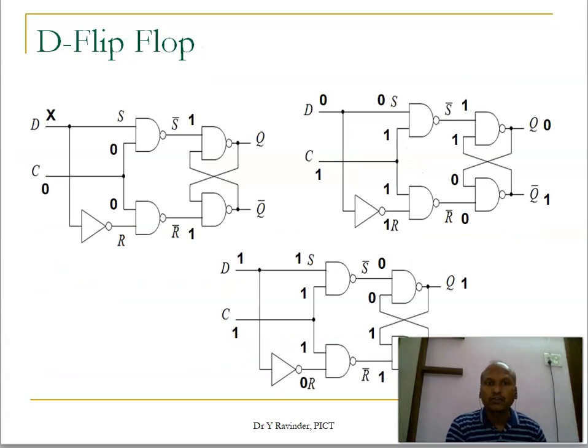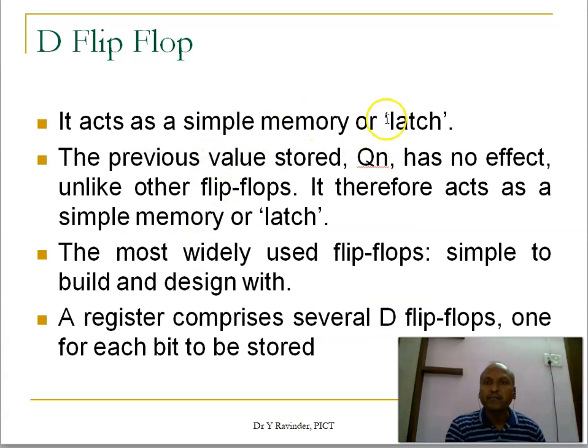So this is the description of the D flip-flop. It acts as a simple memory or a latch. The previous value stored, Qn, has no effect, unlike other flip-flops. It therefore acts as a simple memory or a latch. It will not change its output unless I change the control input. So the register comprises several D flip-flops, one for each bit to be stored. It is the most widely used flip-flop, simple to build and design with. So it is very simple.